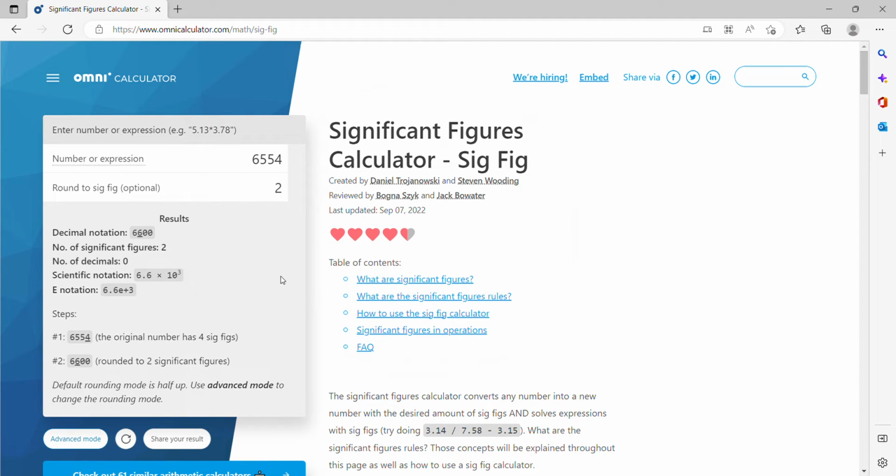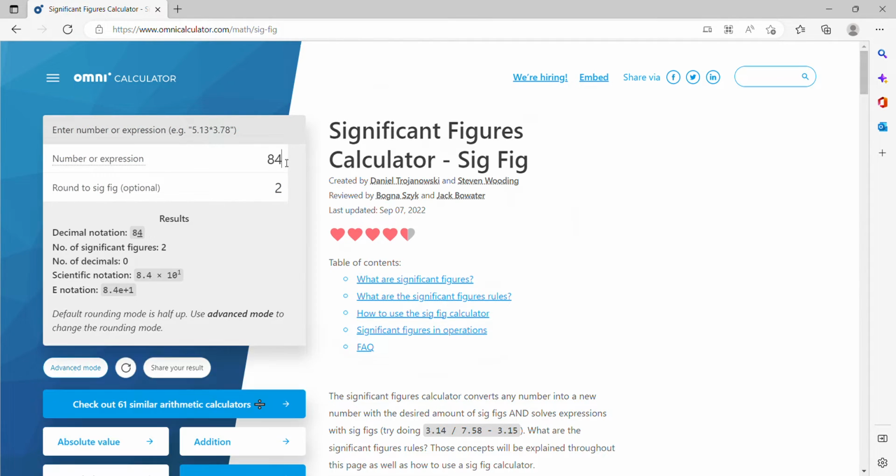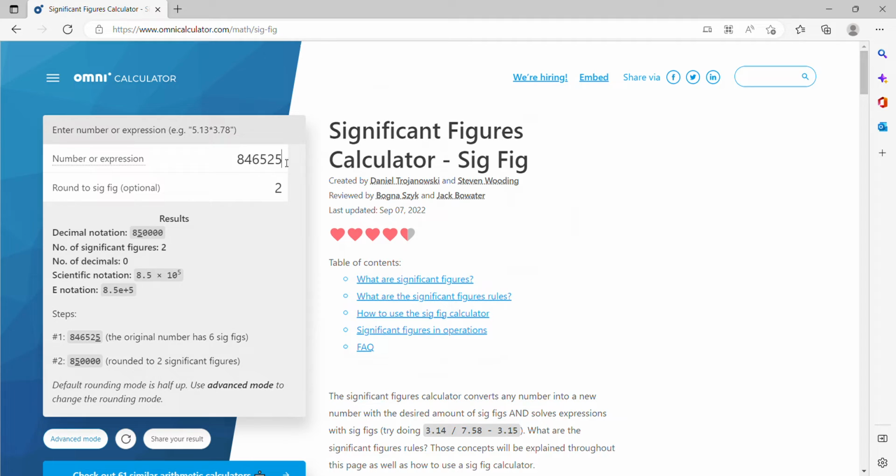Now, how about this number? 846,525. We are going to two significant figures, so we keep the 84. We either keep it at 84, 840,000, or we move up to 85, right? So we look at the 6. The 6 is bigger than 5, so we round this up to 85. So you can see the result right here, right?